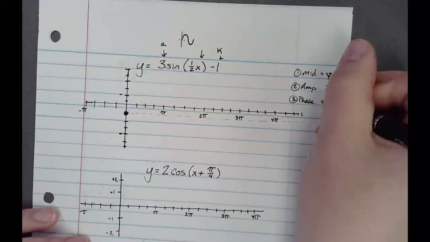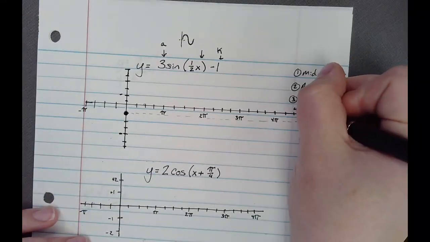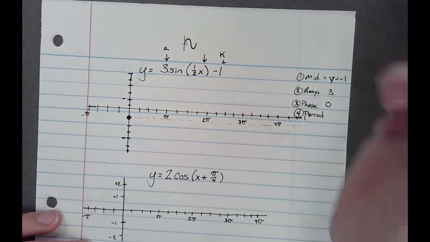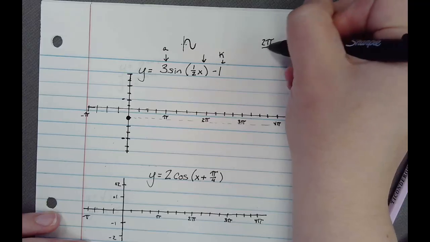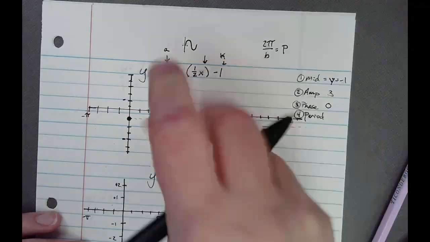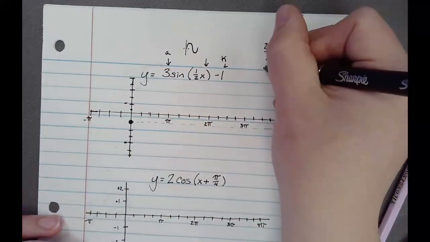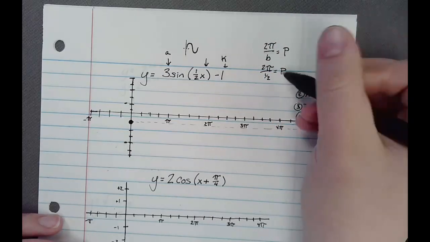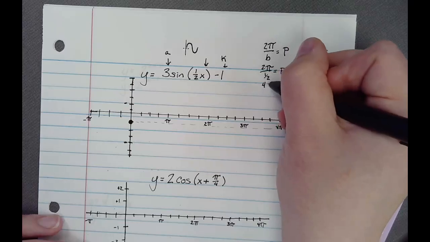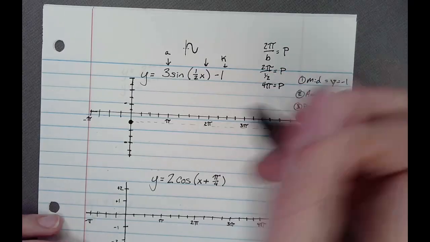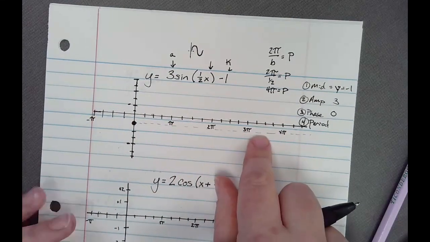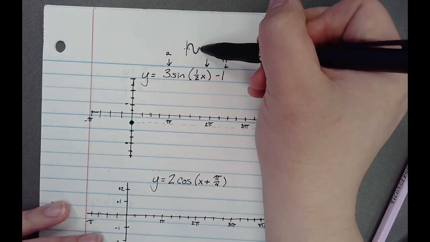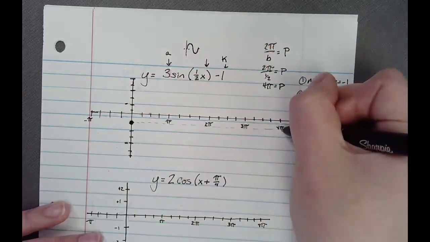Once I have that phase shift figured out, then I'm going to move on to finding the length of the period. As a reminder, we said that the period was always 2 pi divided by your b value. In this case, our b value is 1/2. So 2 pi divided by 1/2 gives me the length of the period. 2 pi divided by 1/2 is 4 pi. So the period is going to take 4 pi to complete. That means if my graph starts here, the end is 4 pi units from my starting point, all the way over here.